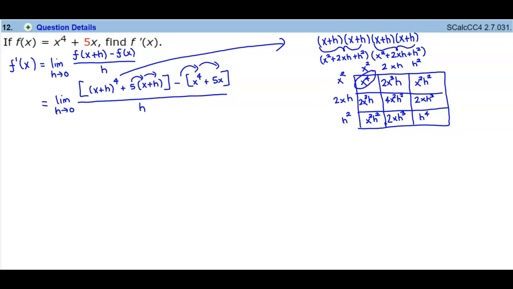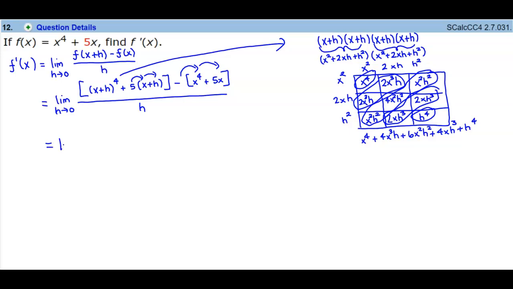So the first term is x to the fourth. The second term is 4x cubed h. The third term is plus 6x squared h squared. The next term is plus 4xh cubed. And the last term is plus h to the fourth. So now we're going to rewrite that over here.